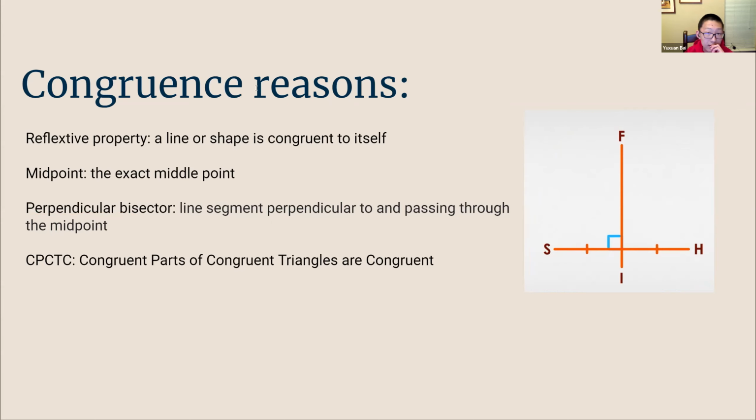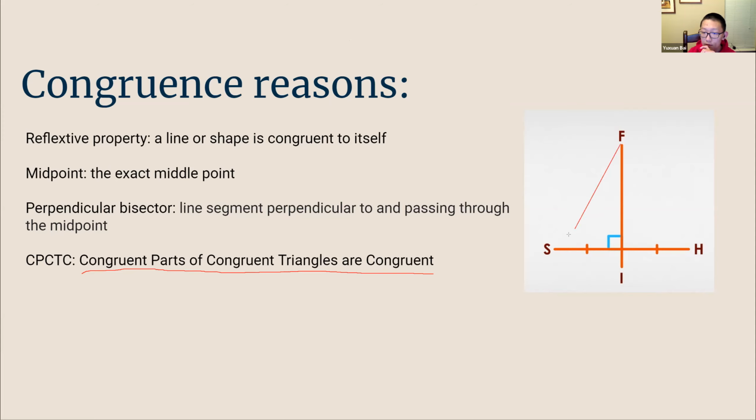Now we can look at the last part. This one is complicated. CPCTC is just shorthand, so if you don't memorize that, that's fine. You just need to understand the concept: congruent parts of congruent triangles are congruent. That could be a little confusing, so I think if we draw triangles here, it might make more sense.